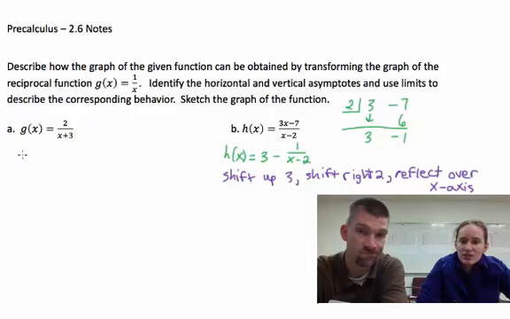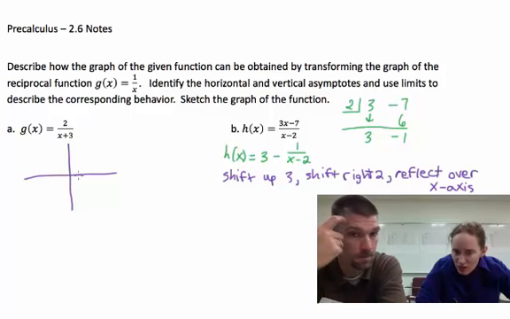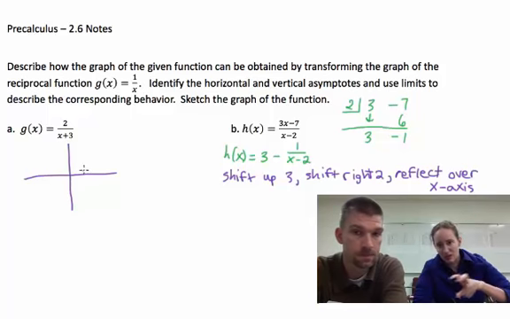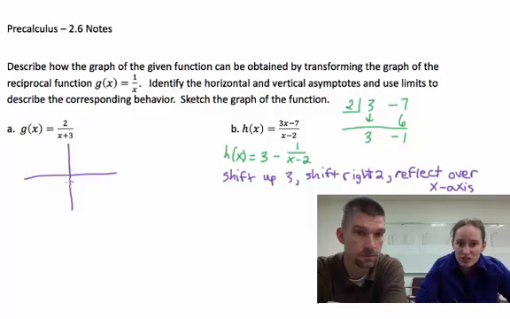So identify the horizontal and vertical asymptotes. Well, if we graph this, it's easier to see the horizontal and vertical asymptotes. We know from the previous slide what a normal reciprocal function looks like. We're shifting up 3, so we have a horizontal asymptote at 3. We're shifting right 2, so our vertical asymptote should be at 2, because normally they're both at 0.